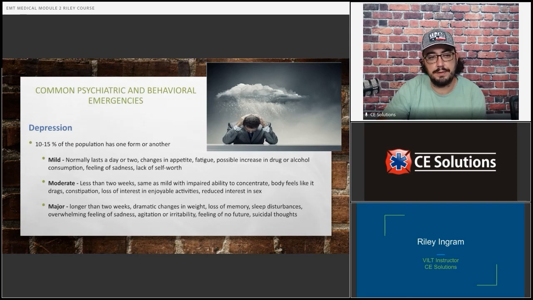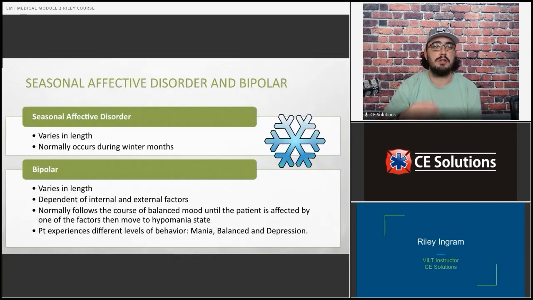I think that 10 to 15% probably is pre-COVID. What do you guys think? Would you venture out to say that? You know, our depression rate skyrocketed once nobody could leave their house. All right, seasonal affective disorder and bipolar.